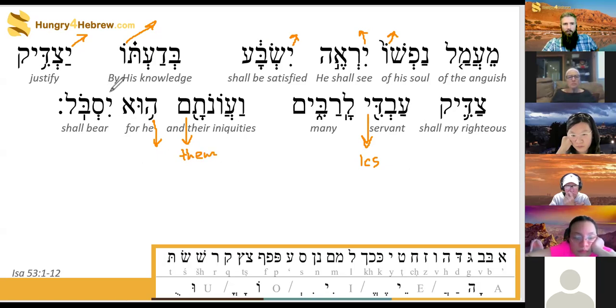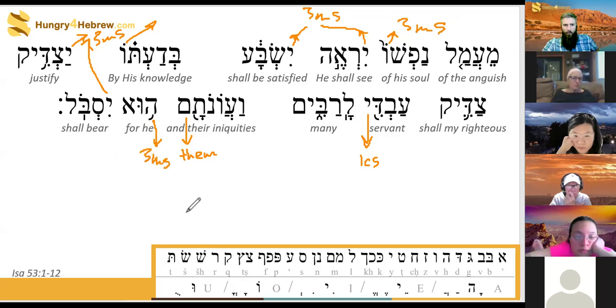We have a bunch of yods here, right? 3MS yods. Both of these, 3MS yods. We have an O here, 3ms, and then a who, 3ms. So we have three different groups, right? At least. There's I, him, and them.